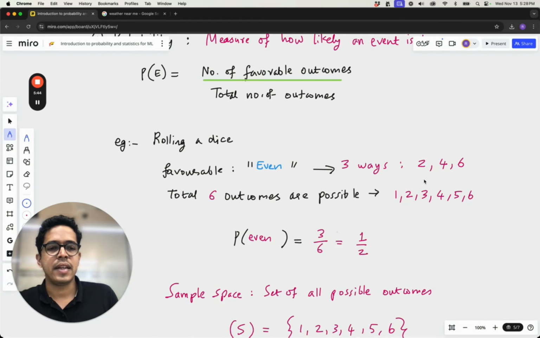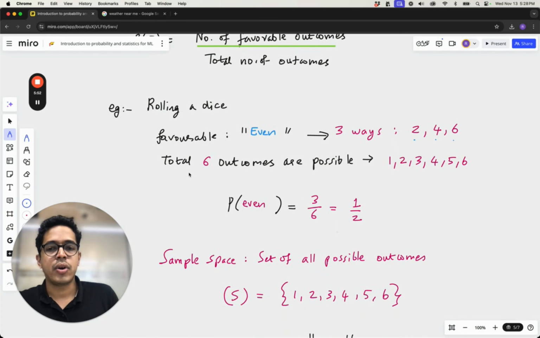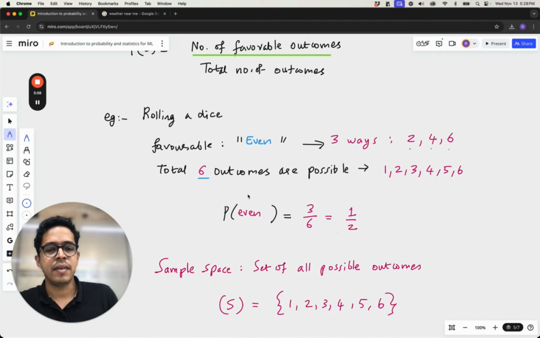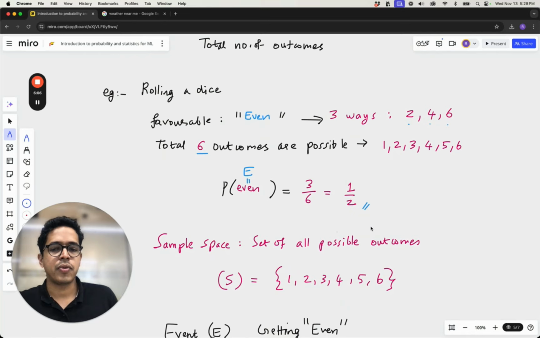This can happen in three ways. Either you get 2, 4, or 6. This means the number of favorable outcomes in this case is 3 out of a total of 6 possible outcomes: 1, 2, 3, 4, 5, 6. So P of E, where E is even, so E equal to E1, becomes 3 divided by 6, which is equal to 1 by 2. And the remaining probability goes for odd.